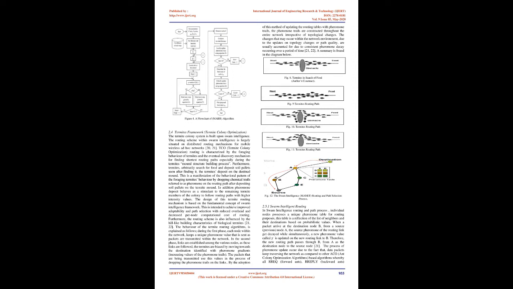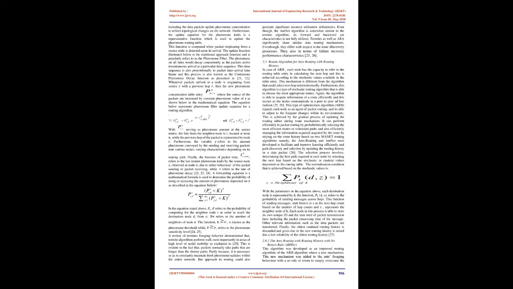Furthermore, the update equation for the pheromone trails is a representative function which is used to update the pheromone routing table. This function is computed when a packet originating from a source node is detected upon its arrival. The update function illustrated below is the traditional approach function and is popularly referred to as the pheromone filter. The pheromone on all links would decay concurrently as the packets arrive at a particular time sequence.